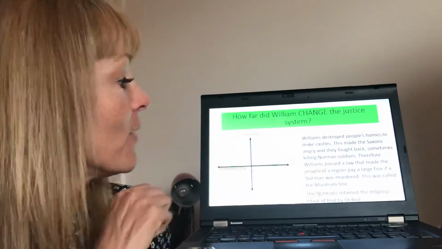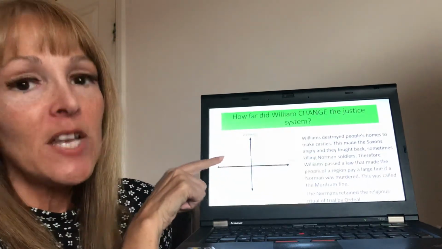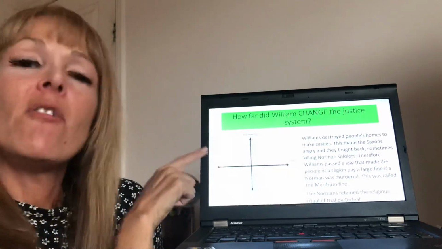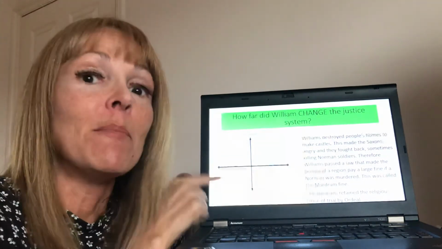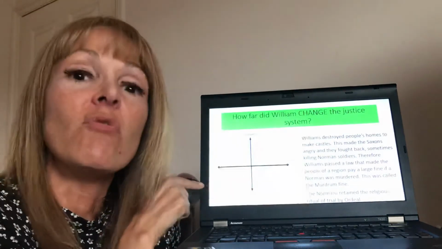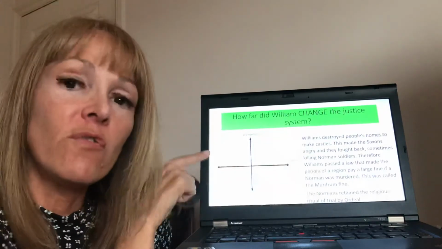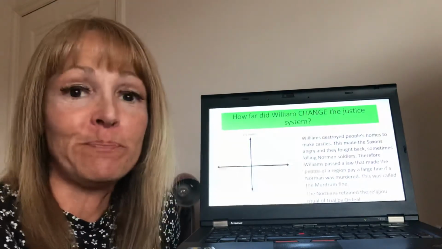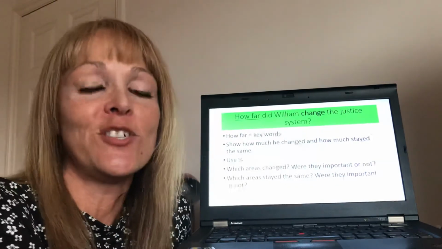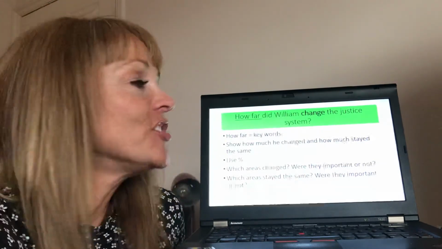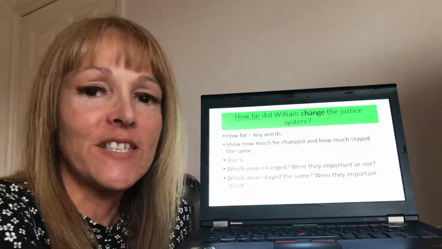So we know straight away on the graph that we need to be on this side of the line. And then you need to decide, was it very important that they kept that same trial, that same approach? Or do you think that's not really very important at all? And you would plot the number 2 wherever you felt that you needed to. Now, when you've done that task, I'd like you to have a go at answering the question you can see here. And the question is, how far did William change the justice system?